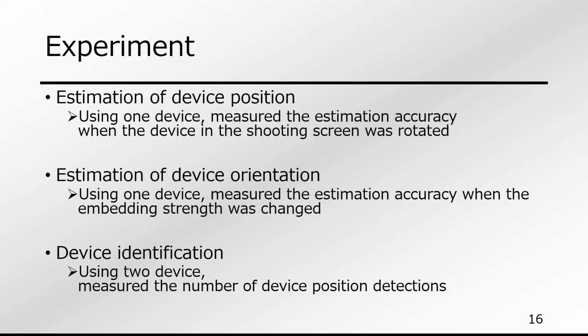The larger the embedding strength, the easier it is for humans to see, so it is desirable to estimate device orientation with small embedding strengths. In device identification, we conducted an experiment using two devices and identified the two devices. The same model of two devices were used. The devices were identified by measuring the number of device position detections for each of the two devices in the captured video.